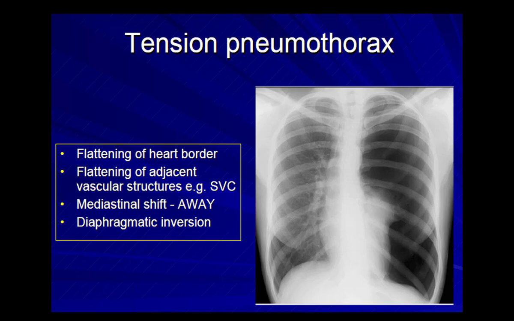Tension pneumothorax is a clinical diagnosis, but when there is tension pneumothorax, the findings you see on the X-ray are, because of the tension, flattening of the heart border, flattening of adjacent vascular structures, mediastinal shift towards the opposite side, and diaphragmatic inversion.